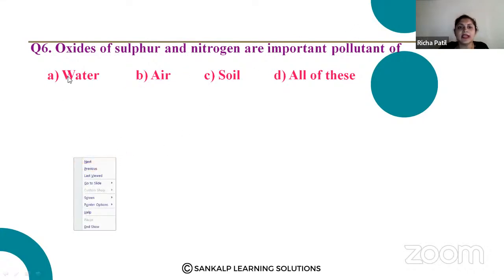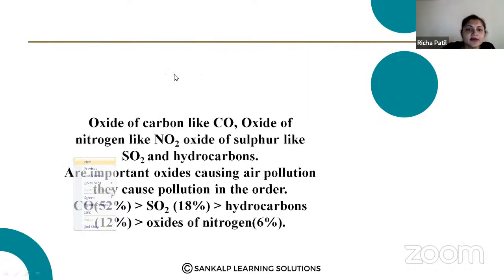These are the gaseous pollutants, right? Oxides of carbon like carbon monoxide, oxides of nitrogen like NO2, oxides of sulfur like SO2, and hydrocarbons are important causes of air pollution. So these are the various oxides which cause air pollution.